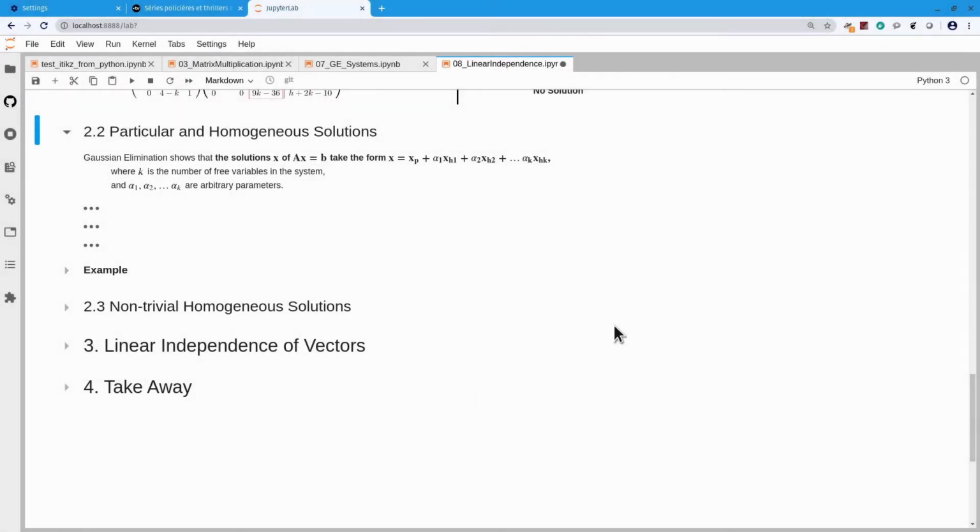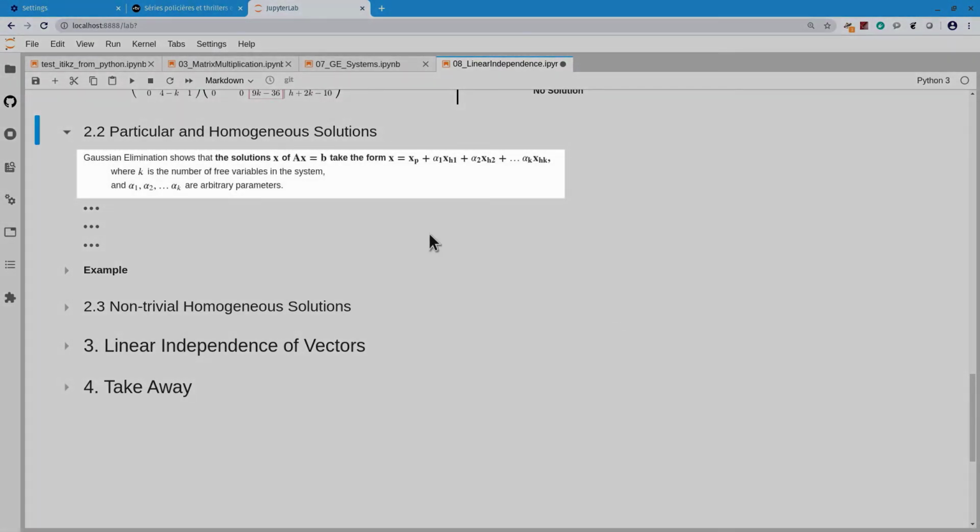Next, let's look at the solutions again. We know that when we do Gaussian elimination, we always find a solution that looks like this: x is equal to a constant vector plus, for each one of my free variables, alpha 1 times a vector, alpha 2 times a vector, etc., for however many free variables I have, let's say k. The alphas, of course, are arbitrary parameters.